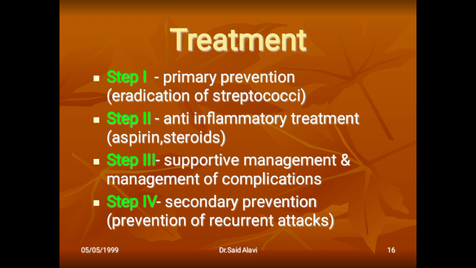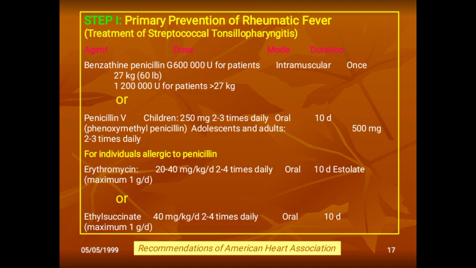Treatment includes: step 1 is primary prevention, that is eradication of streptococci. Step 2 is anti-inflammatory treatment, that is aspirin and steroids. Step 3, supportive management and management of complications. Step 4, secondary prevention, that is prevention of recurrent attacks.